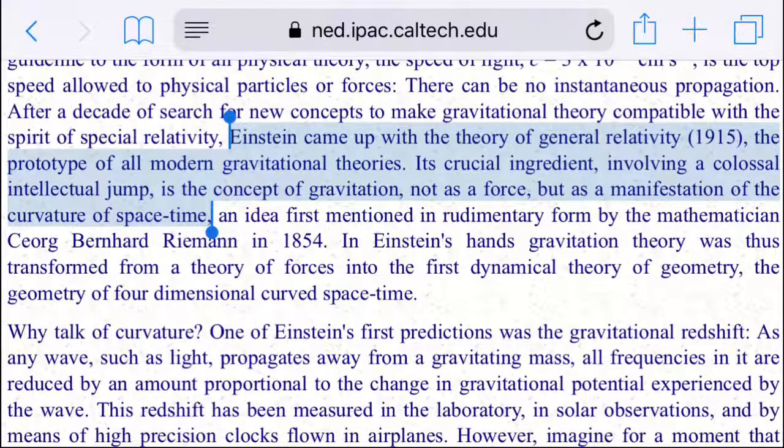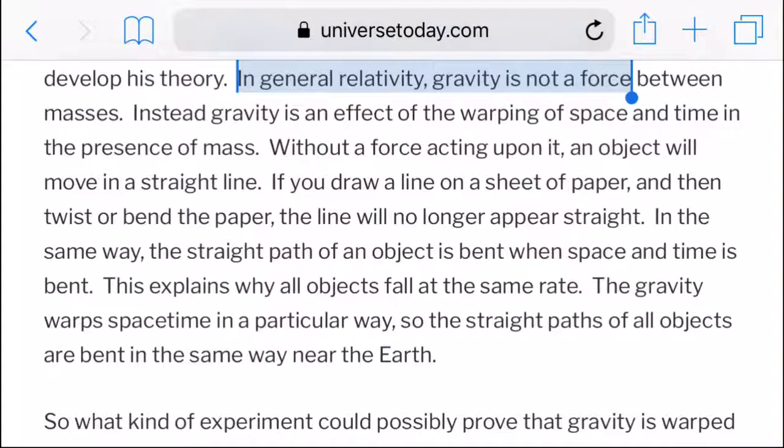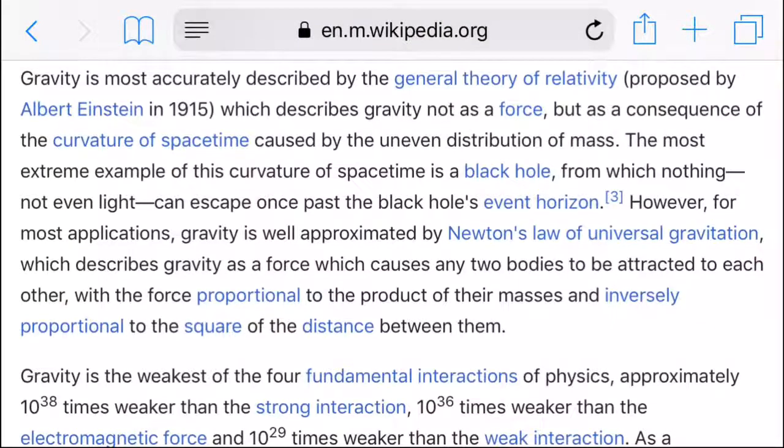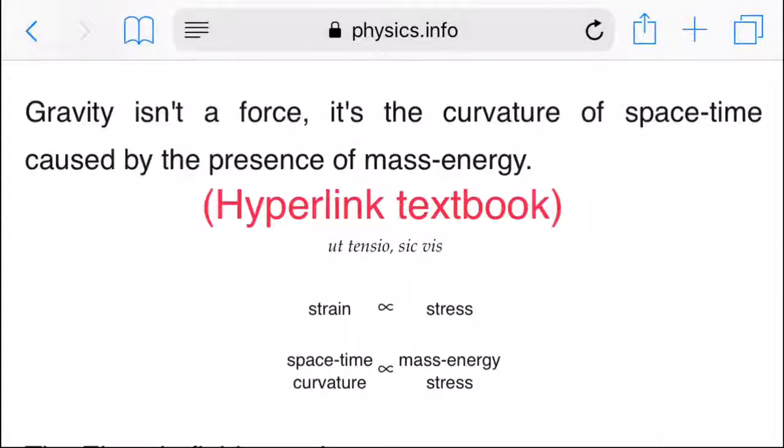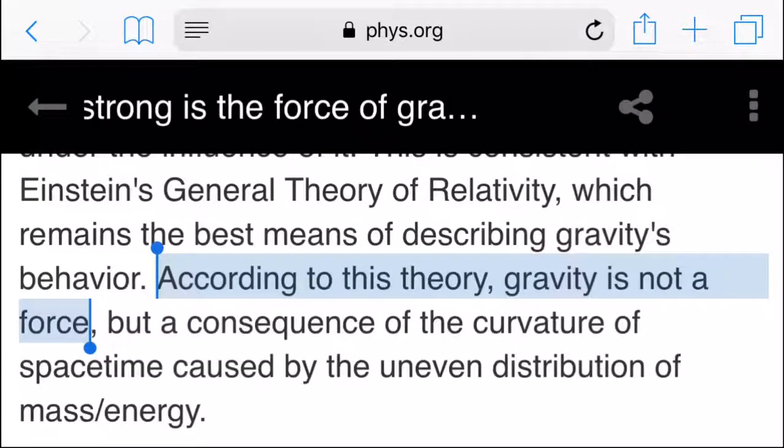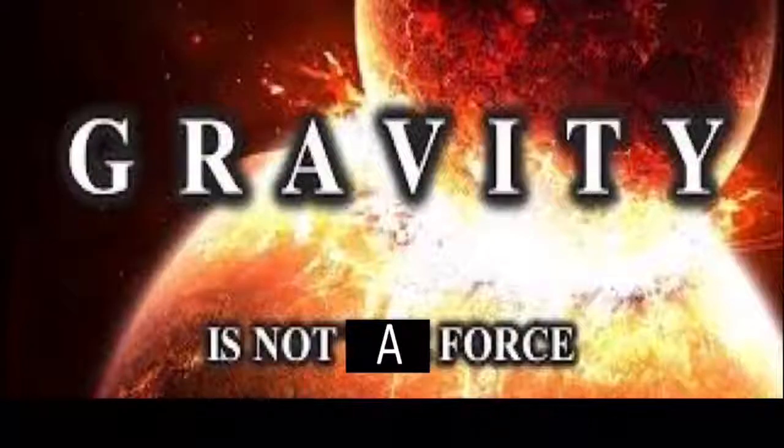From the University of Caltech, Einstein came up with the theory of general relativity 1915, the prototype of all modern gravitational theories. Its crucial ingredient involving a colossal intellectual jump is the concept of gravitation, not as a force, but as a manifestation of the curvature of space-time. From Universe Today, in general relativity, gravity is not a force. From Wikipedia, gravity is not a force. From the Physics Hyper textbook, gravity isn't a force. From physics.org, according to this theory, gravity is not a force.